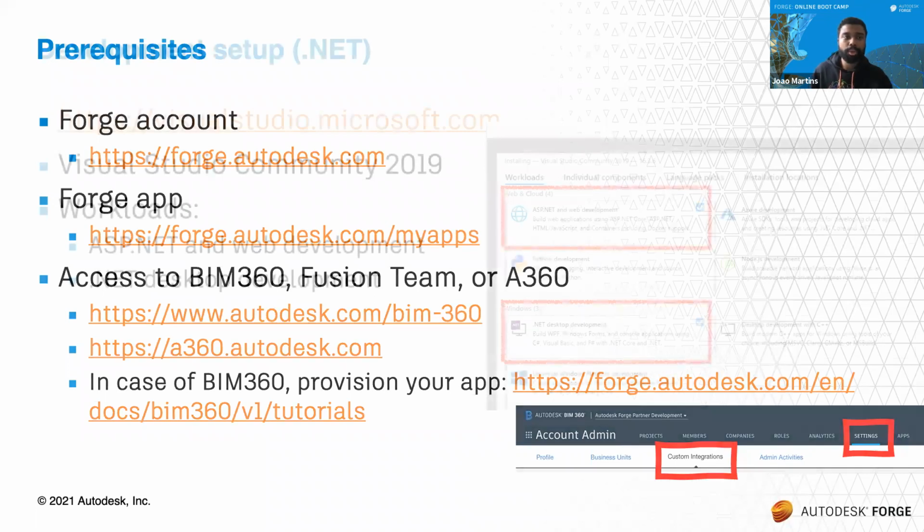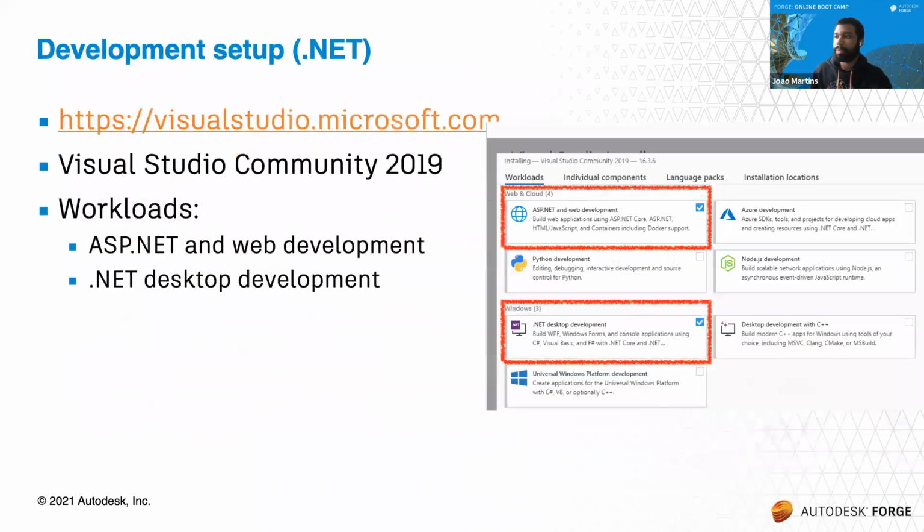For development, I'm going to use Visual Studio, the community version 2019. And in order to follow the steps I'm going to show you right here, you need the same environment. So please, if you don't have it already, download it and include the workloads for ASP.NET web development and also desktop development. Okay, enough talking. Now let's go do it.